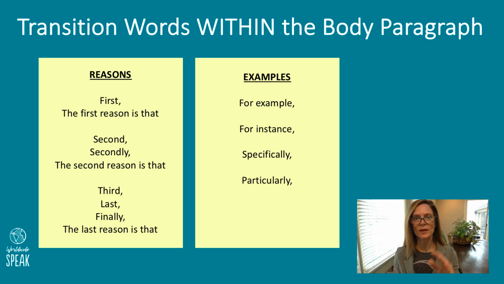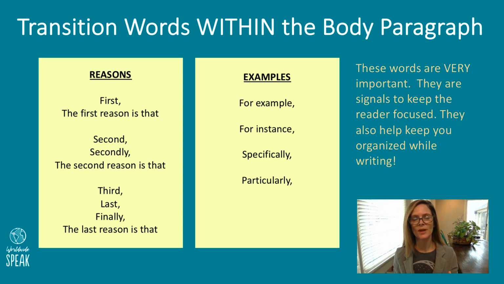We do the same thing in the examples. After all of these transition words, we have a comma. You need to remember the comma in order for it to be correct. These words are very important in your writing. They signal to the reader the order and logical sequence of your writing, and it helps the reader follow along very easily. And they also help you organize your writing so that you can write clearly and effectively.